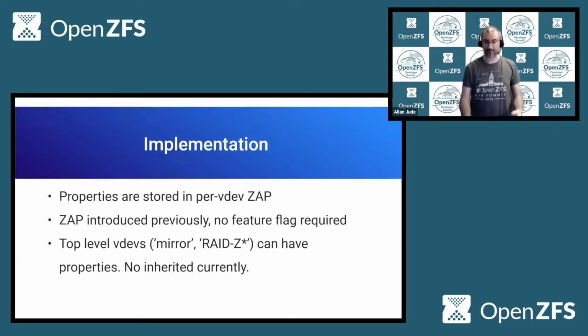The properties are persisted in a per-VDEV ZAP. That ZAP already existed. It was added as part of the device removal code. So VDEV properties doesn't require any new feature flags. And top level VDEVs, so the meta VDEVs like mirror or RAID-Z, can actually have properties as well. So you can apply properties to the top level VDEV rather than just leaves.